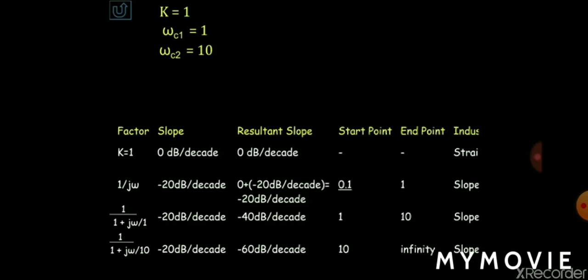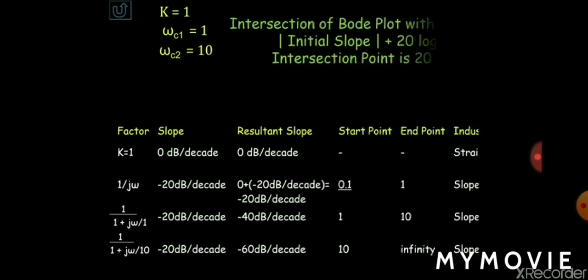Then k is equals to 1, so 20 log k. We are writing in terms of magnitude. So, 20 log k will be 0 dB. Then the intersection of the Bode plot with the dB axis: you can see here the magnitude of the initial slope plus 20 log k, that is 20 log 1.